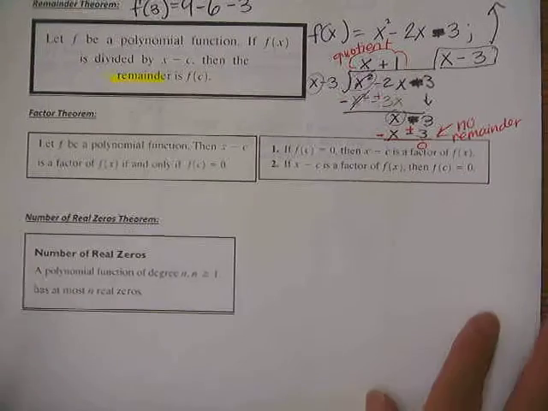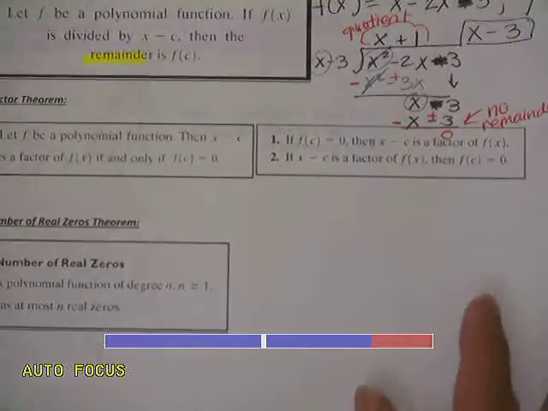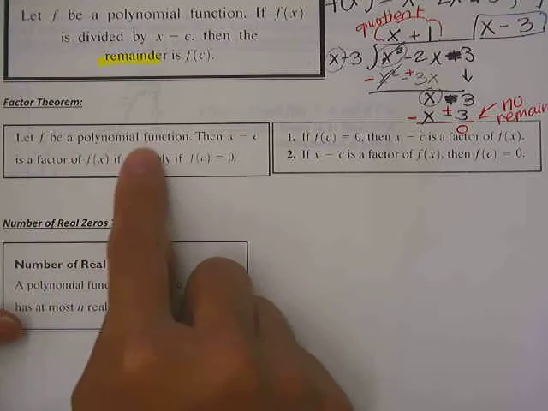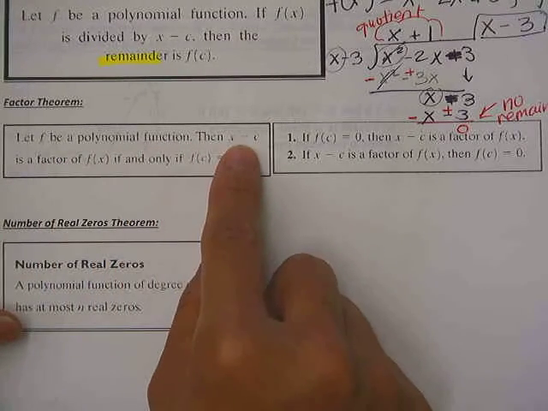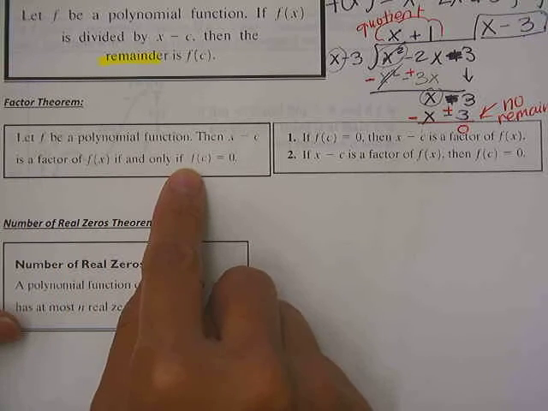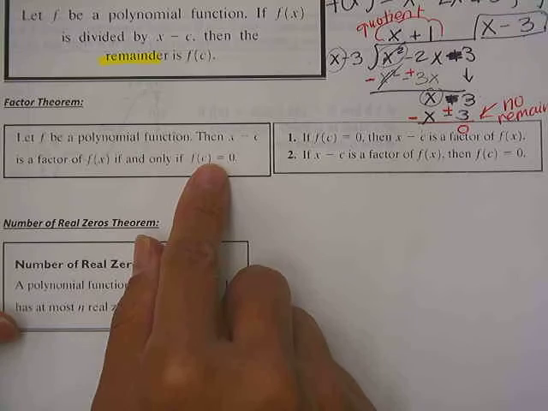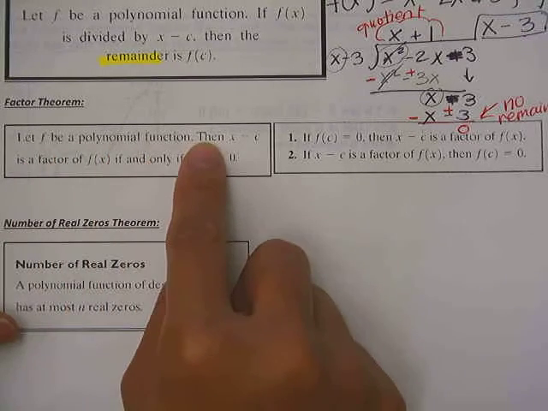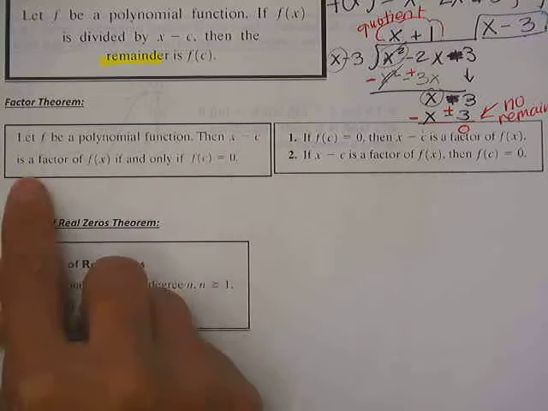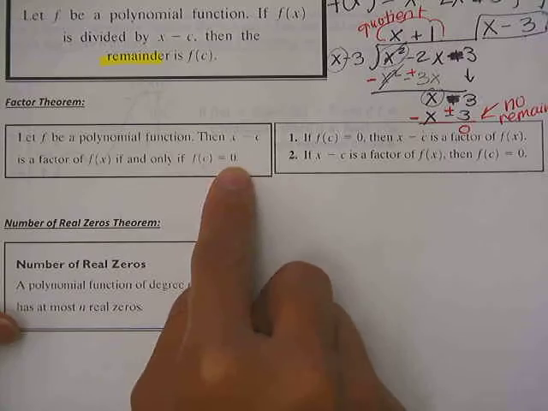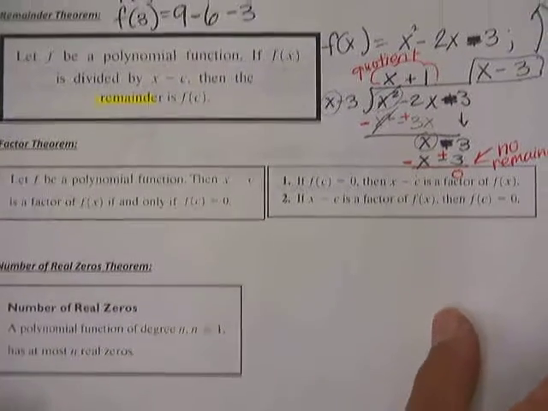Factor theorem. Let me just zoom in a little bit here just to fit. Okay. Let f be a polynomial function, then x minus c is a factor of f of x if and only if f of c equals 0. Okay, let's read that one more time. Let f be a polynomial function, then x minus c is a factor of f if and only if f of c equals 0. That is related to this theorem.